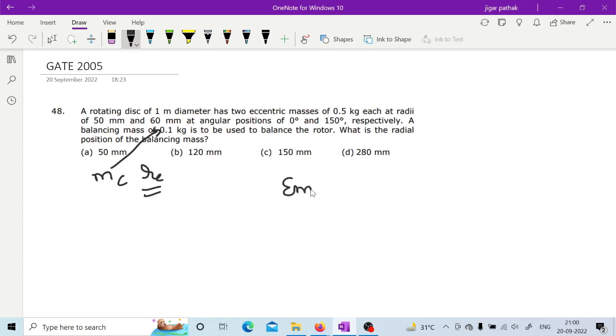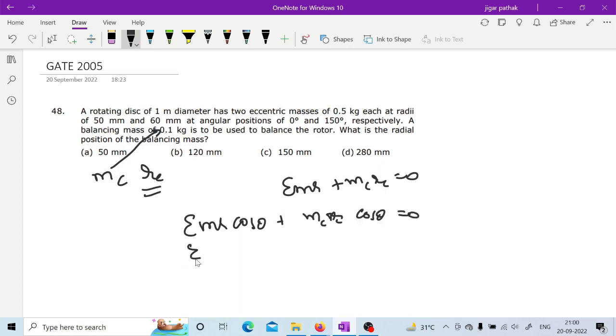What you have to do is that sigma mr plus MCRC is equal to 0, sigma mr cos theta plus MCRC cos theta equal to 0, sigma mr sin theta plus MCRC sin theta equals to 0. From this you will get it. Can you quickly try this?